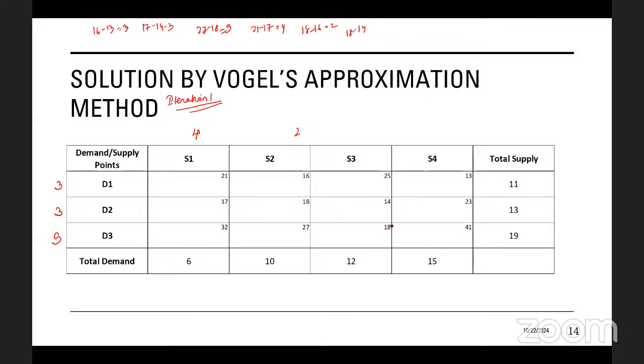18 minus 14, because 18 is the second least cost cell and 14 is the first least cost cell. So it will be 4. In the column under S4, 13 is the least cost cell and 23 is the second least cost cell. So it will be 23 minus 13, which is 10.